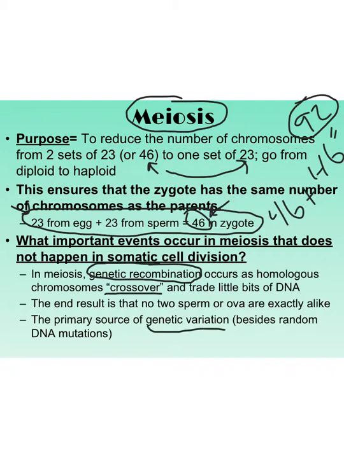So that basically makes it impossible. Even though males make like 300 sperm a day, none of them are going to be exactly alike, mostly because of crossing over, the genetic recombination.